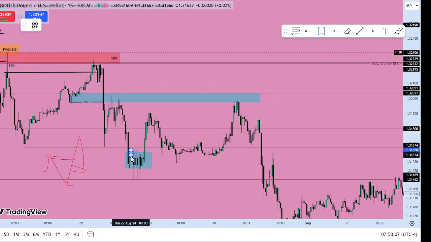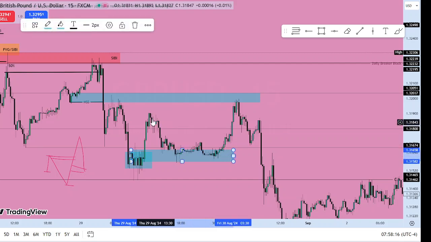This breaker standing as a major support level. You can see that's where price delivered into. So you have to wait for price to deliver into this breaker or this inefficiency here. We first deliver into this inefficiency, then drop into the breaker.